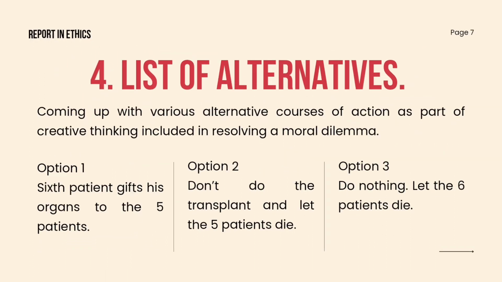For the list of alternatives, we have option 1, option 2, and option 3. For option 1, the 6th patient gifts his organs to the 5 patients. There is a chance that the 6th patient will permit the surgeon's suggestion to take his organs in order to save the 5 patients. For option 2, don't do the transplant, because the 6th patient didn't agree to donate organs, and the surgeon will not proceed. The 5 patients will die because there are no available organs to save their lives. And the last option is to do nothing and let the 6 patients die. The surgeon will not proceed with the transplant.